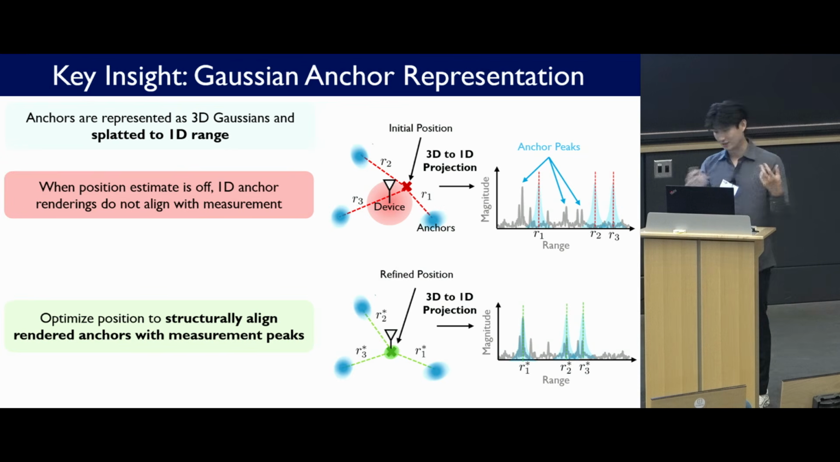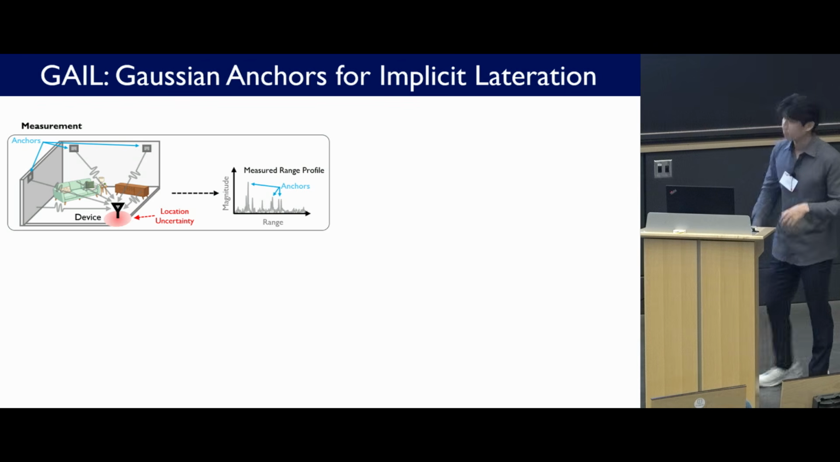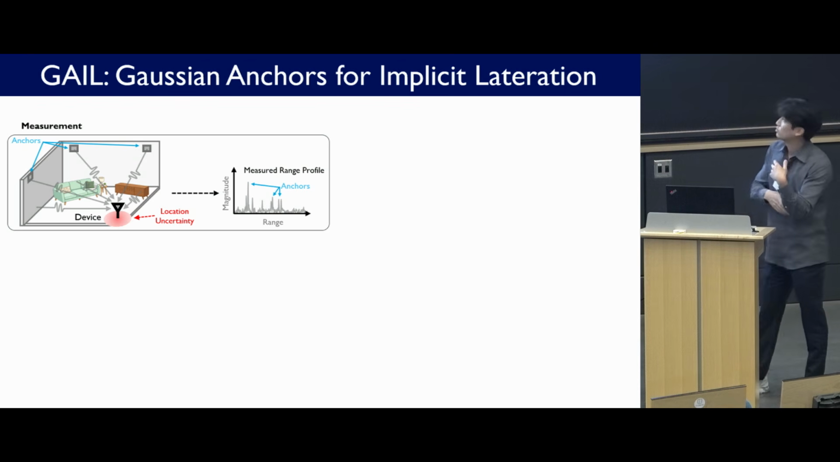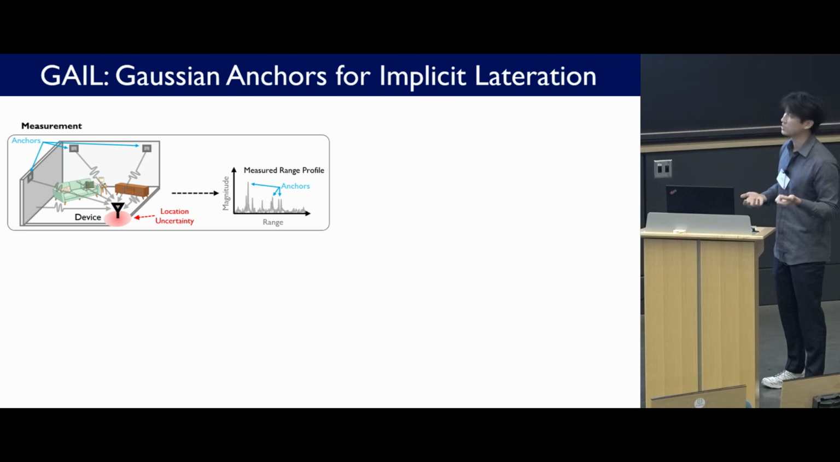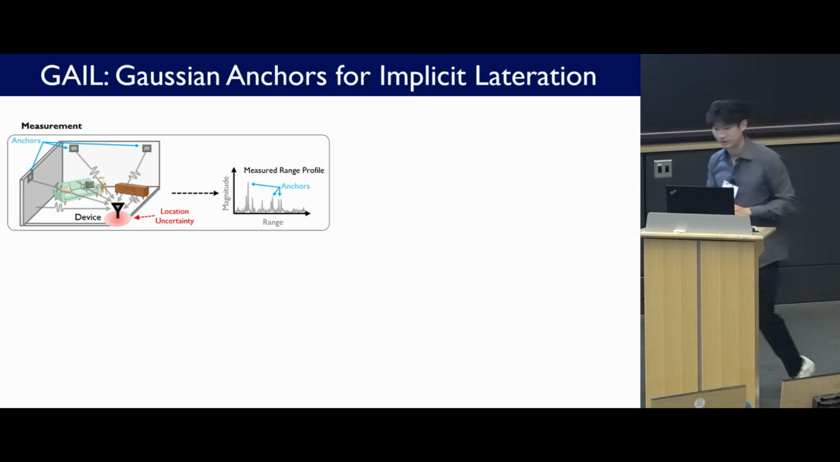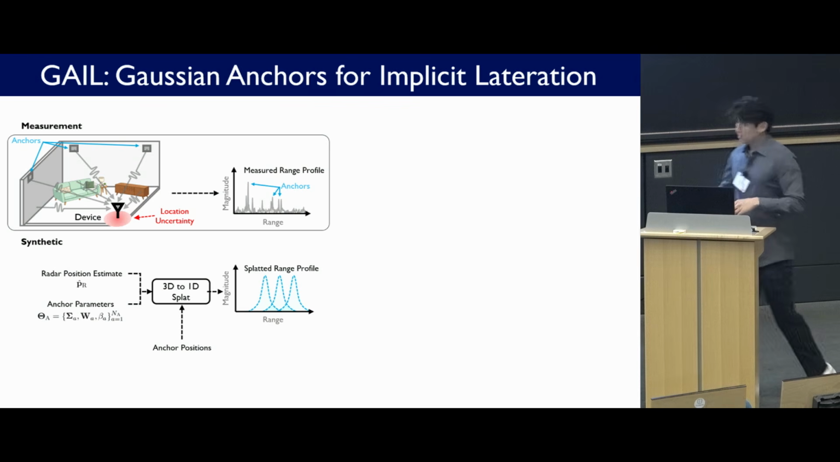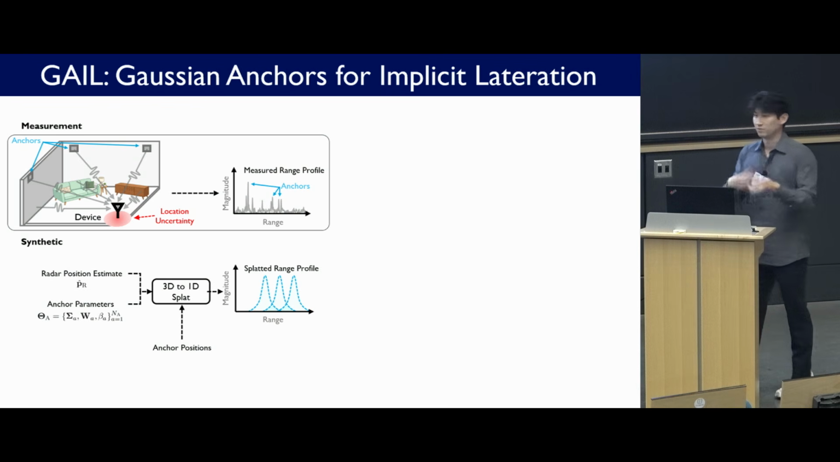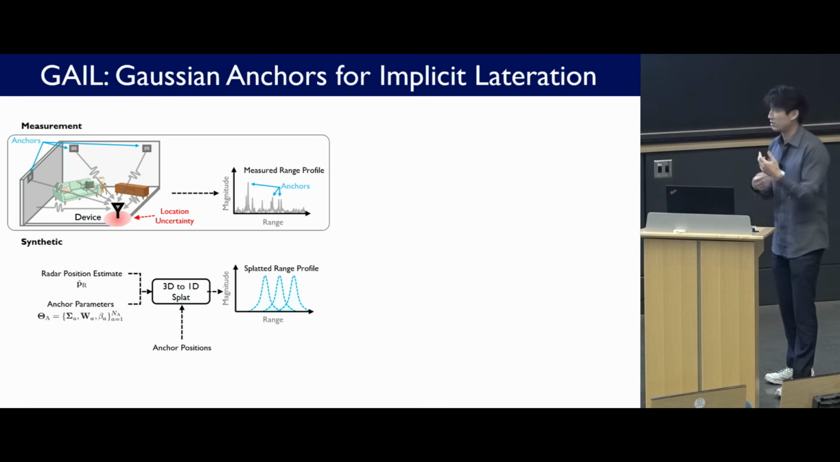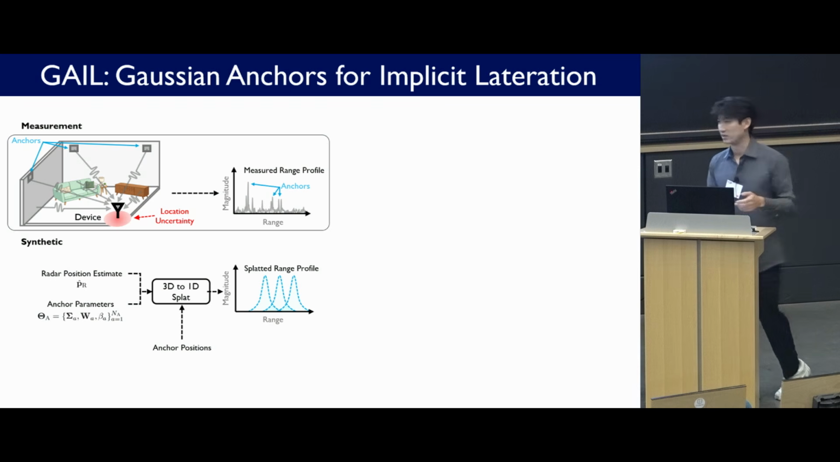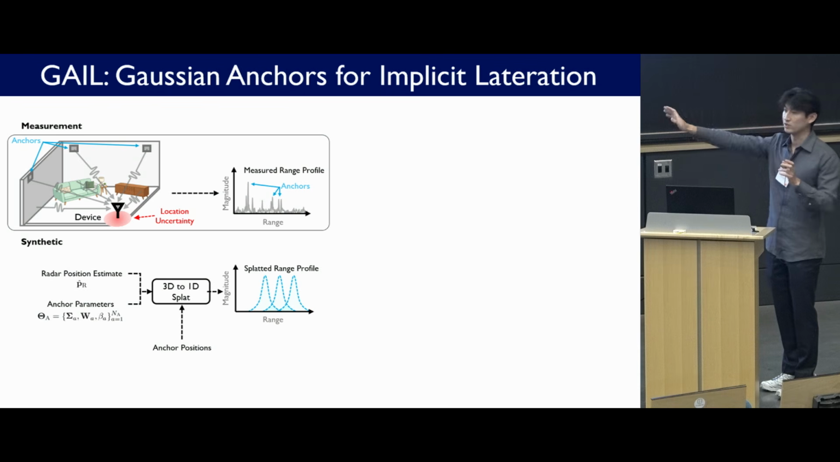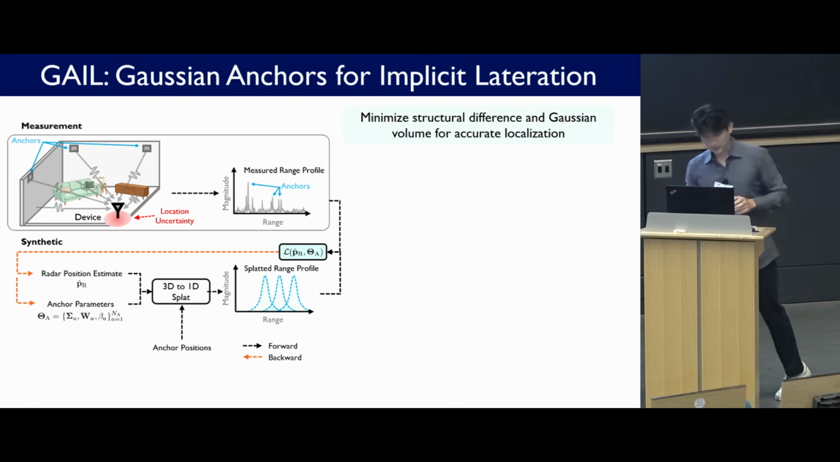So now we're ready to go through the whole pipeline. Again, we have a measurement, right? My radio is sending stuff out. These reflections bounce off of the anchors and other stuff in the scene, and I get this ambiguous gray line. Some of these peaks are the anchors, which ones I don't know yet. On my synthesis side, what I have is an estimate of my radar position and a bunch of parameters that define the anchors, like covariance and spherical harmonic coefficients. And I can splat this into the 1D range domain and take a loss, right?